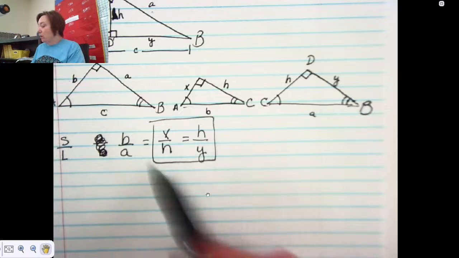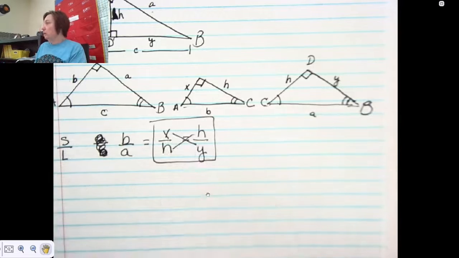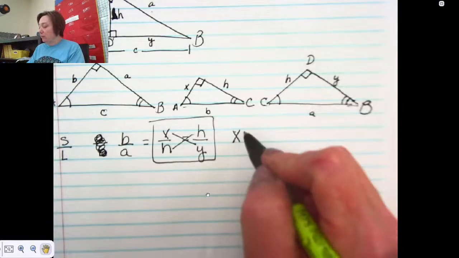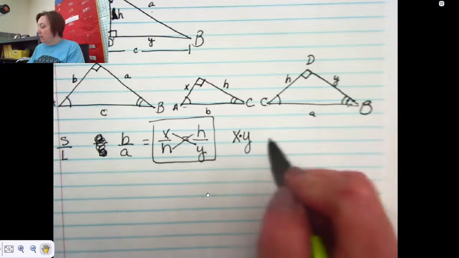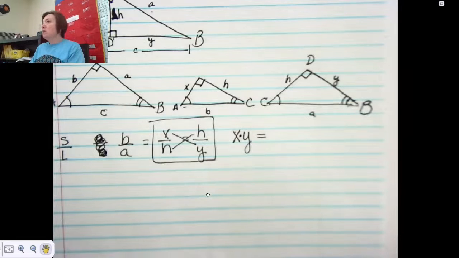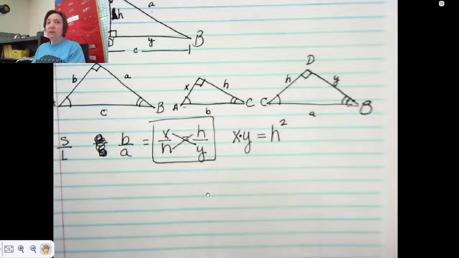So if we were to solve this for H, all we have to do is cross multiply. So what is X times Y? How do we write that? We just write XY or X times Y, right? And then what is H times H? What is it when you multiply something times itself? Squared. So we put H squared, right?